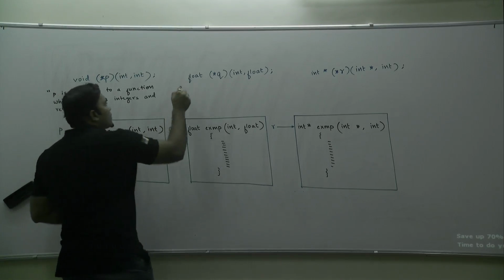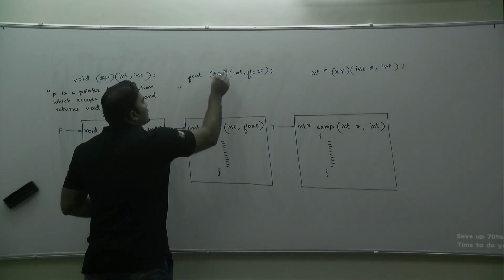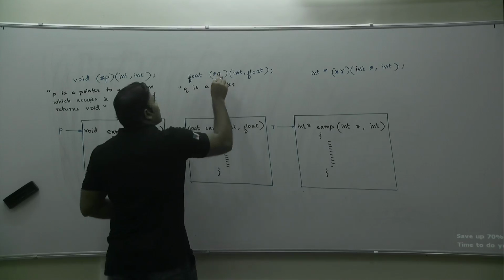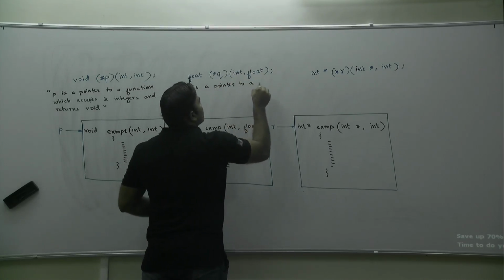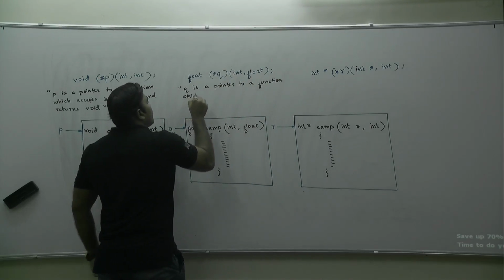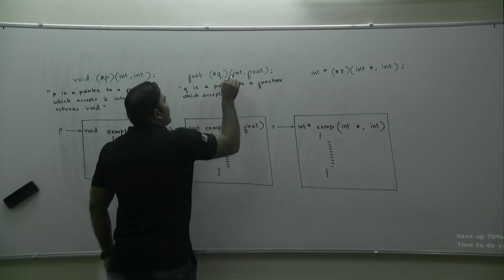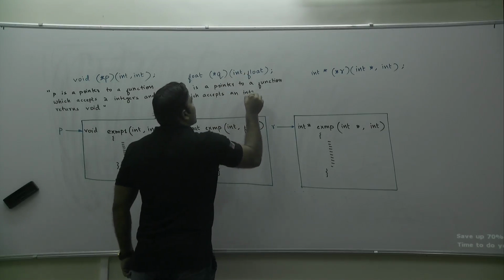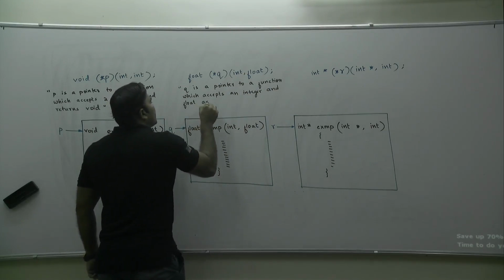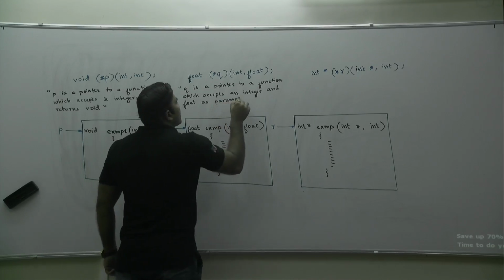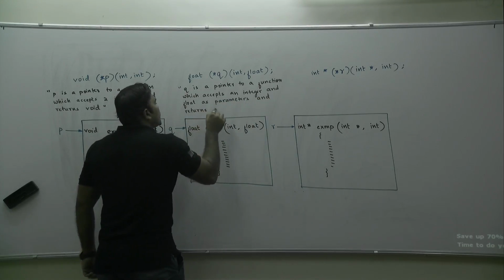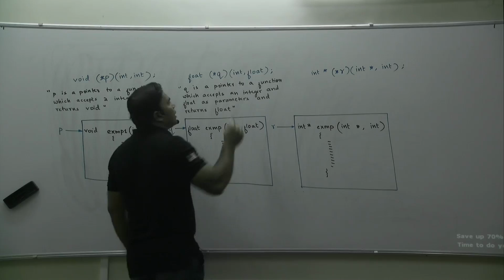Similarly, if you ask me about this one also, Q is a pointer because of Bodmer's rule. Q is a pointer to a function, which accepts an integer and float as parameters, and returns float. That is how you read that statement.